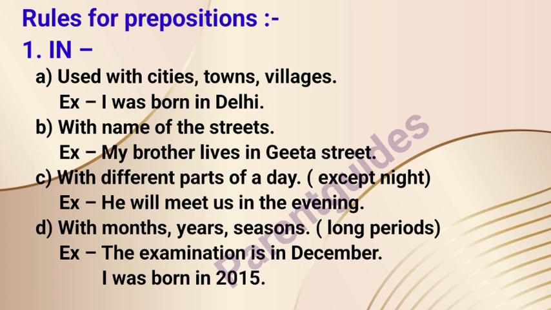B. With names of the streets. Example, my brother lives in Gita Street. C. With different parts of a day, except night. Example, he will meet us in the evening. D. With months, years, seasons, that is long periods. Example, the examination is in December. I was born in 2015.